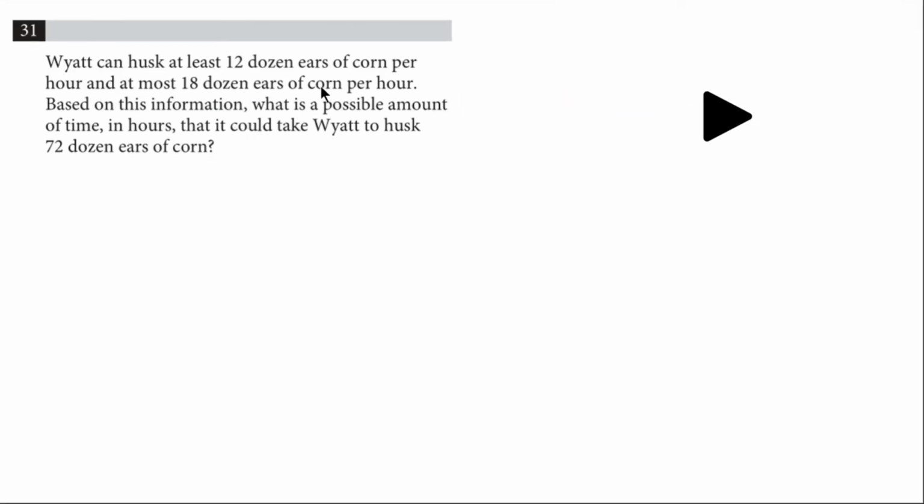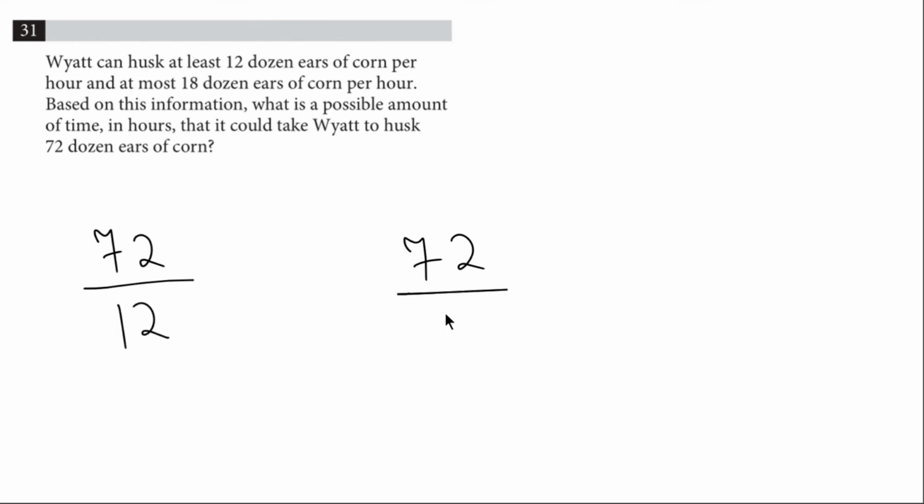Viat can husk at least 12 dozen ears of corn per hour, and at most 18 dozen ears of corn per hour. Based on this information, what is a possible amount of time in hours that it could take Viat to husk 72 dozen ears of corn? Well, let's see. There's two choices. We either divide 72 by 12 or we divide it by 18. Either way, it is going to give us the amount of hours.